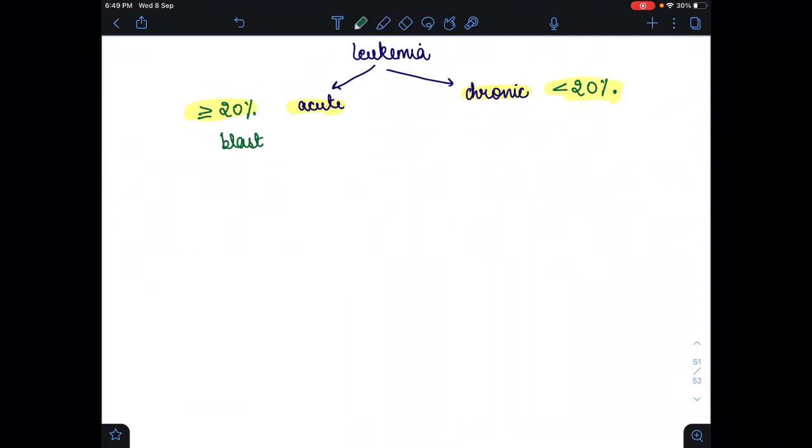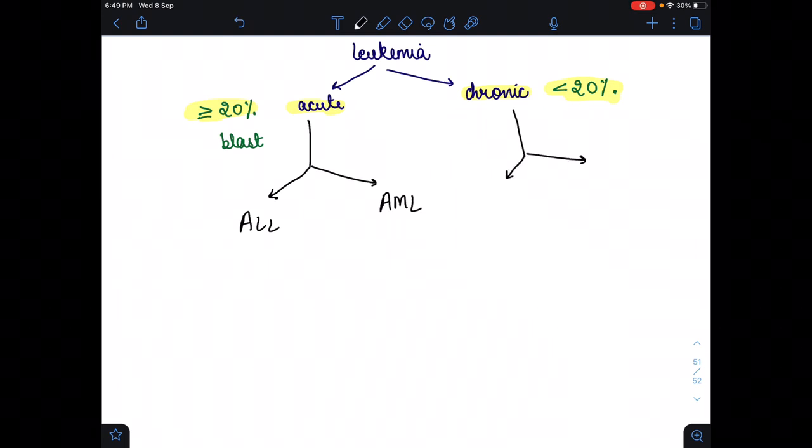Now, how are they divided further? There is a division of the acute leukemia and the chronic leukemia. Acute leukemia is divided into ALL and the other type, AML. Similarly, chronic is also divided into CLL and CML.